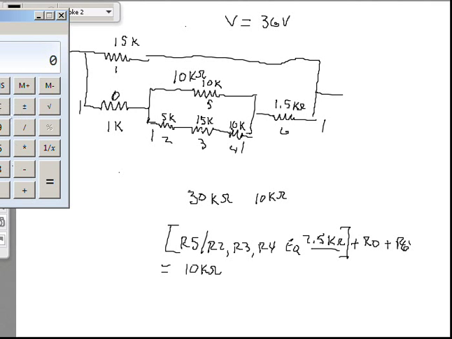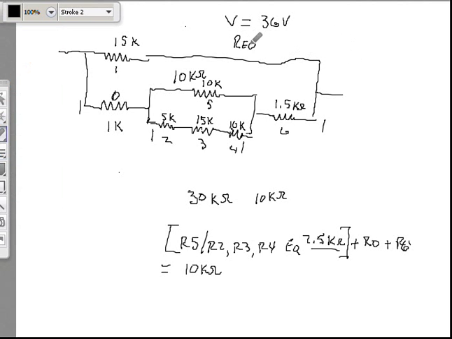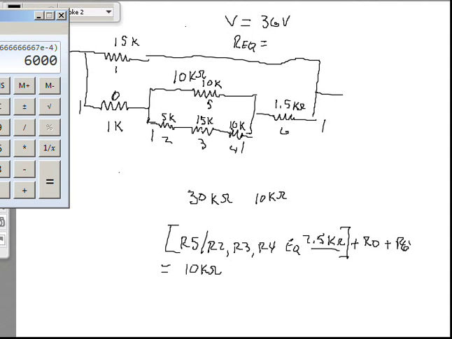So we'll go ahead and do it again using the inverse reciprocal method, or the method of conductance. So 15K, take the reciprocal, plus 10K, take the reciprocal, add those two together. Now take the reciprocal of that to convert from conductance to resistance. The equivalent of this circuit equals 6K ohms.